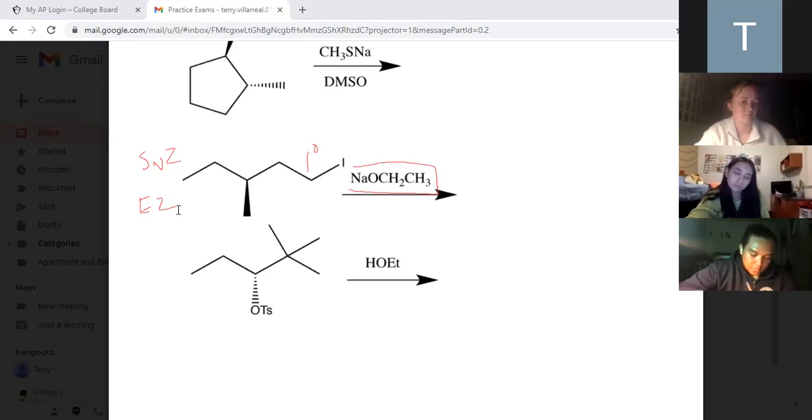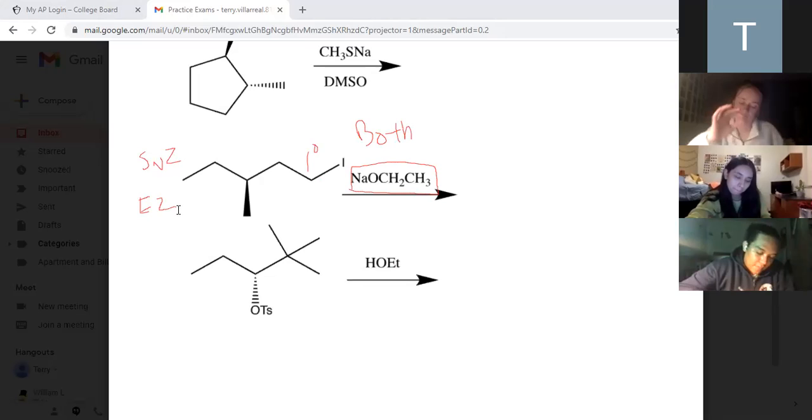NaOCH2CH3. Strong base, strong nucleophile, because that's the only thing it can be, right? Because we can only do SN2 or E2. So is this a strong base or strong nucleophile? Both, right? It is both. That is correct. Remember, this is one of our ones that can fall into either category.